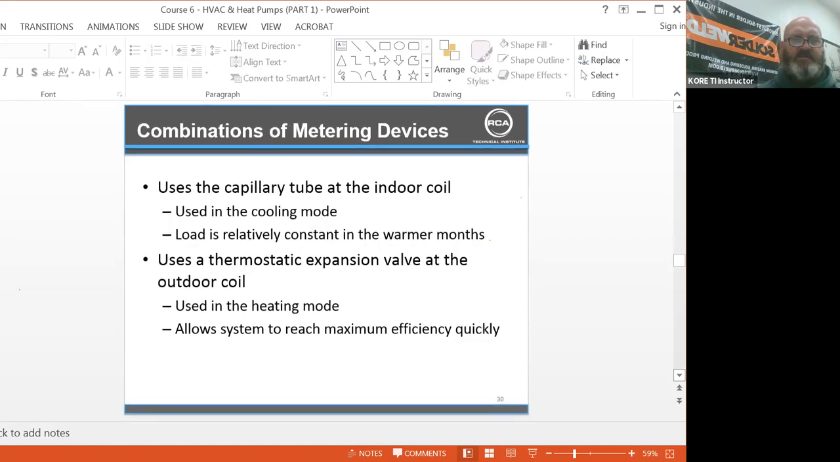Combinations of metering devices use a capillary tube at the indoor coil, used in the cooling mode. Load is relatively constant in the warmer months. You use a thermostatic expansion valve at the outdoor coil, used in a heating mode, which allows the system to reach maximum efficiency quickly.